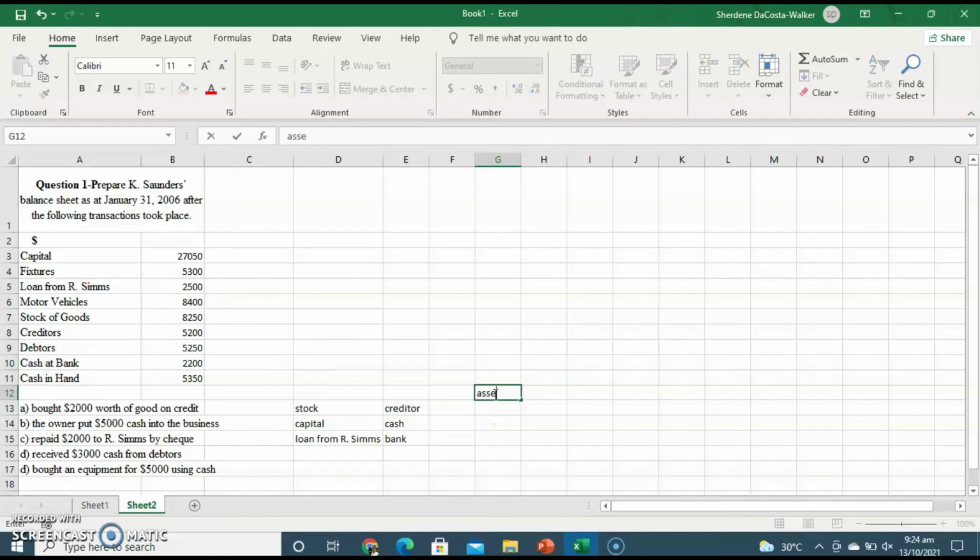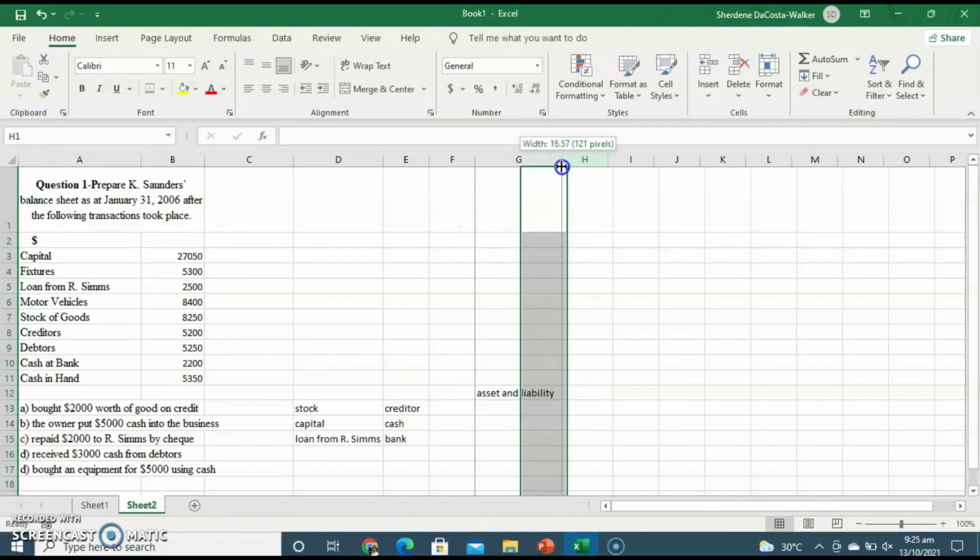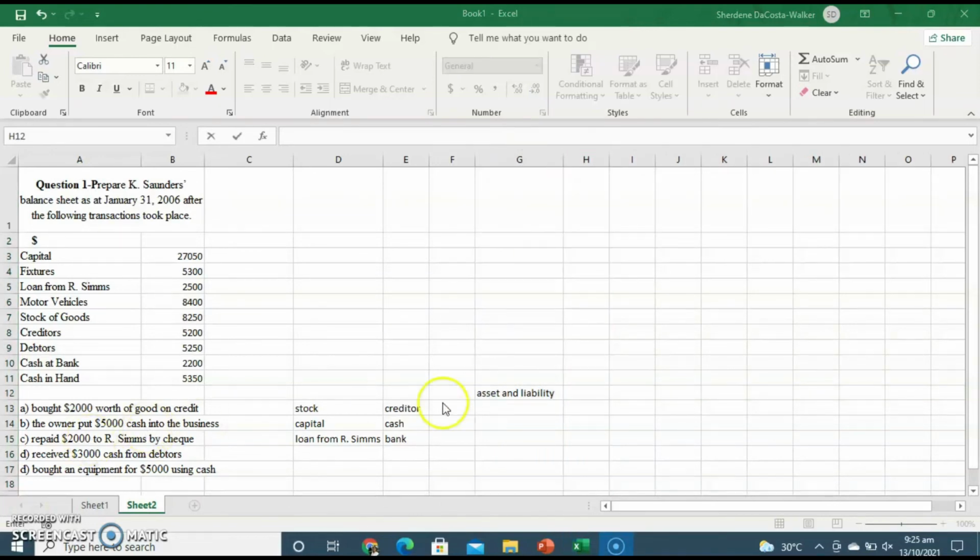Once an asset is affected and a liability, let me bring this over. So once the transaction affects an asset and a liability, if it causes both to go up, you are going to add, right? Now, if it decreases, you're going to minus. Both must be added if you're increasing, or both must be minus if it is decreasing.